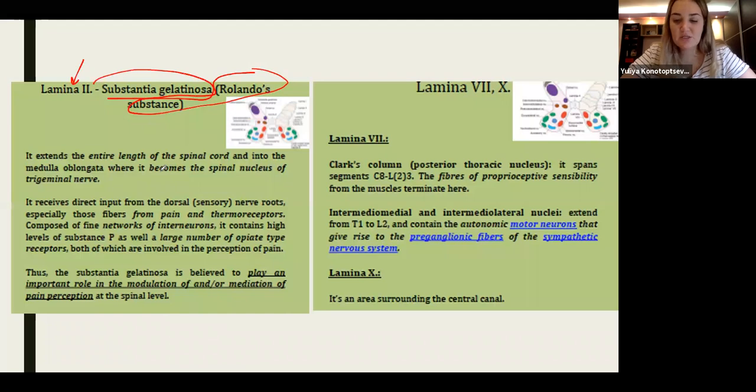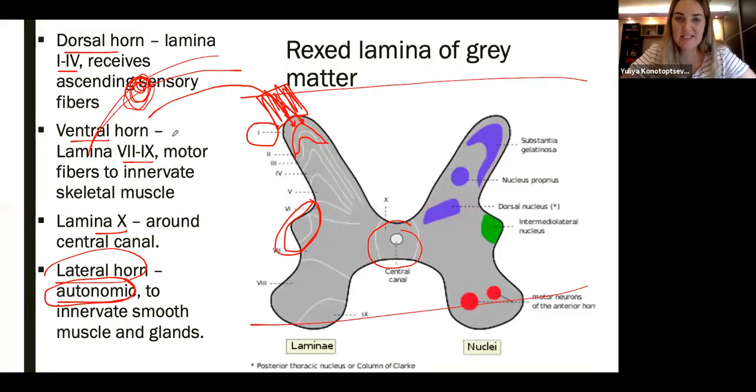Rolando's substance is just a bunch of unmyelinated axons. These unmyelinated axons belong to the sensory neurons. Okay, so this sensory neuron is sitting in the dorsal root ganglion, but it carries information all the way here to the lamina number 2, to the substantia gelatinosa.